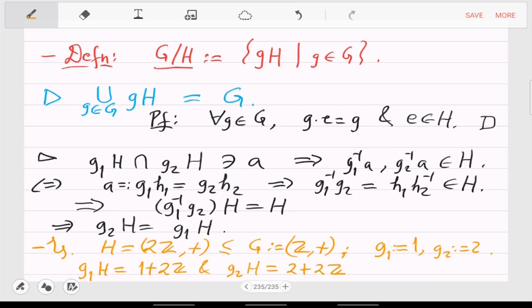Do you see any intersection here? You don't see any intersection, right? But suppose I have G3, which is 3.